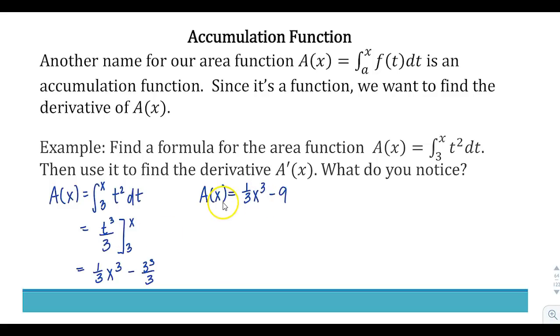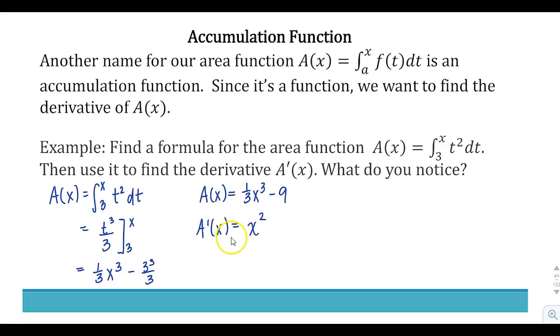So we've actually found an explicit formula for this area function. So 1/3 x cubed minus 9. We were able to do that because we could easily find the antiderivative of this t squared function here. So now we have just a polynomial. To find the derivative, A prime of x, we're going to use the power rule. So we bring the power to the front, reduce the power by 1, so we're going to get just x squared.